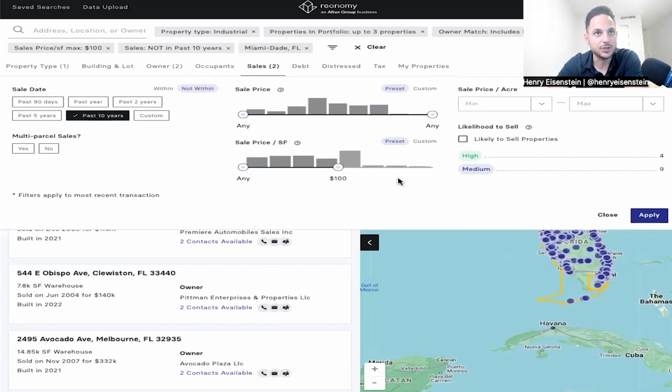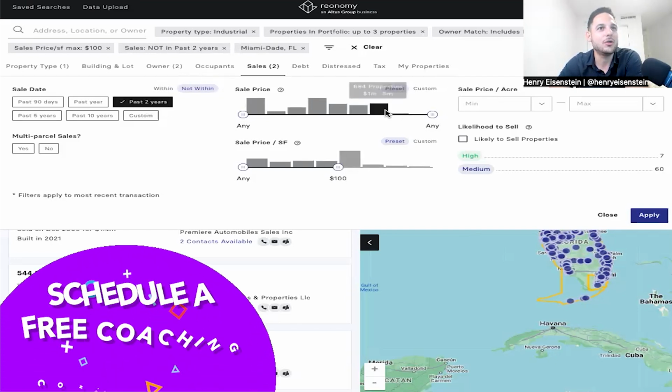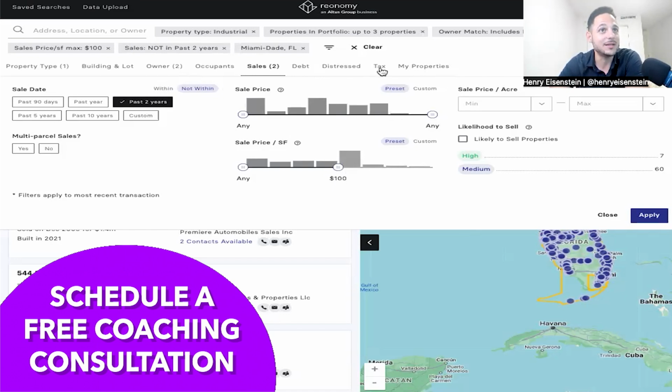Wonderful find. Good for you. Obviously, they've owned it for quite some time, but you can play with it. Say within the last 2 years, they bought it for under $100 a square foot. Fantastic opportunities. Let's continue to play around. And if you're trying to call larger properties, the one thing we're going to talk about is the taxes again.